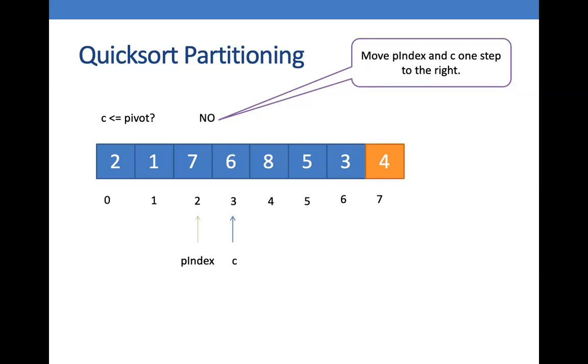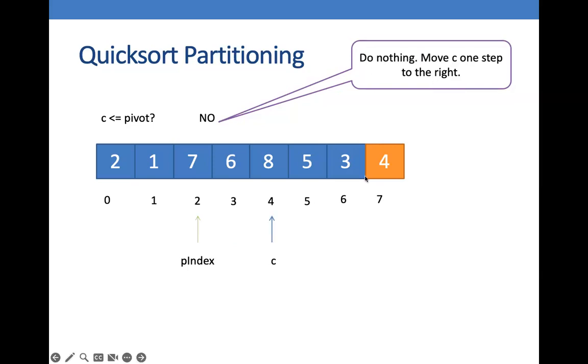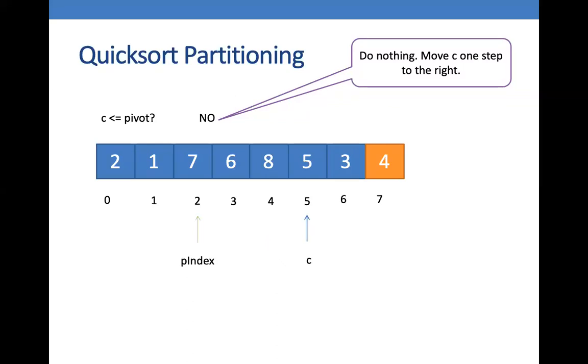So we do nothing. Actually, we have to do nothing in here. This is not supposed to be move P index and C one step to the right. Okay. Now, is the current value C less than or equal to the pivot? In this case, it is also no, because 8 is greater than 4. So we do nothing, and C moves one step to the right. And is the current value C less than or equal to the pivot? Still no, because 5 is greater than 4. So we do nothing again and move C one step to the right.